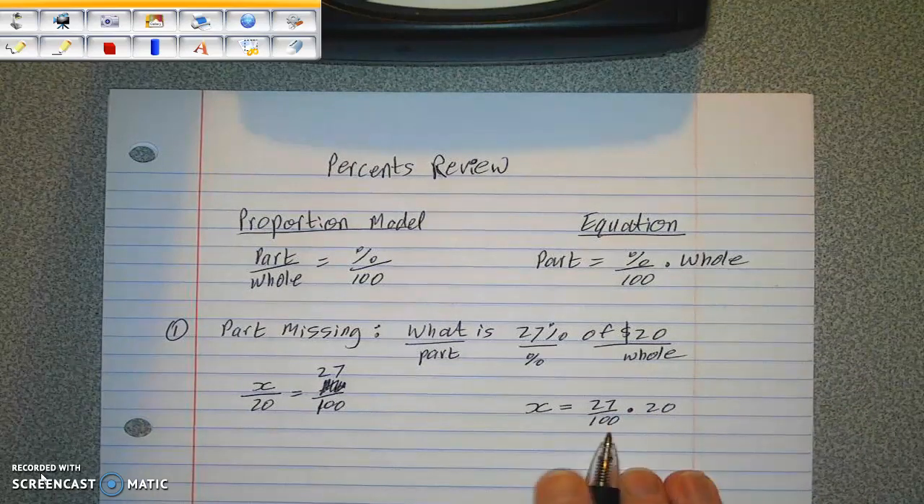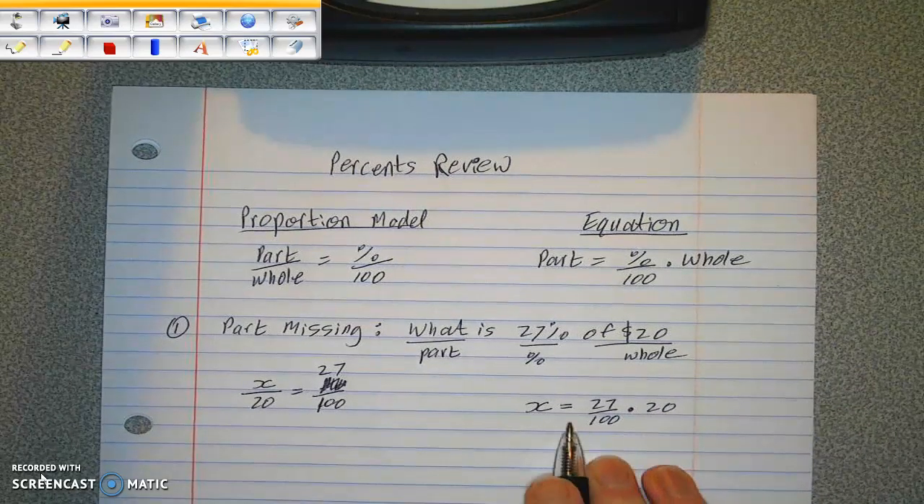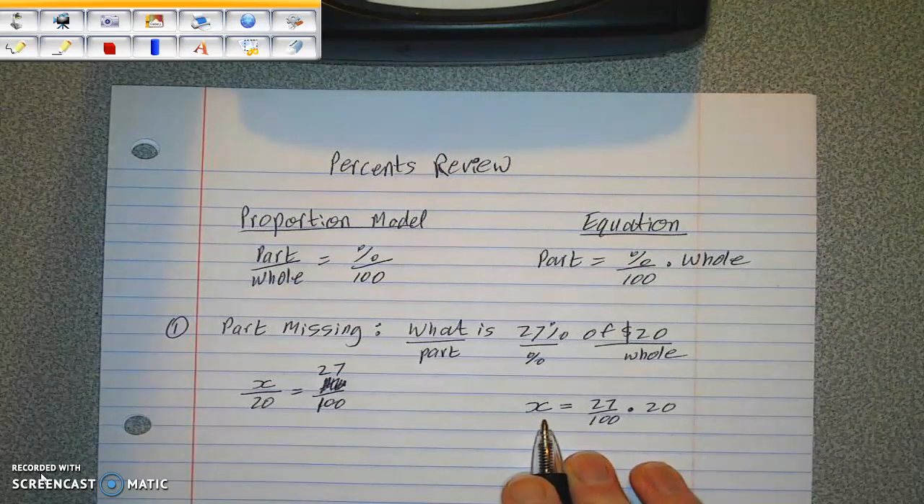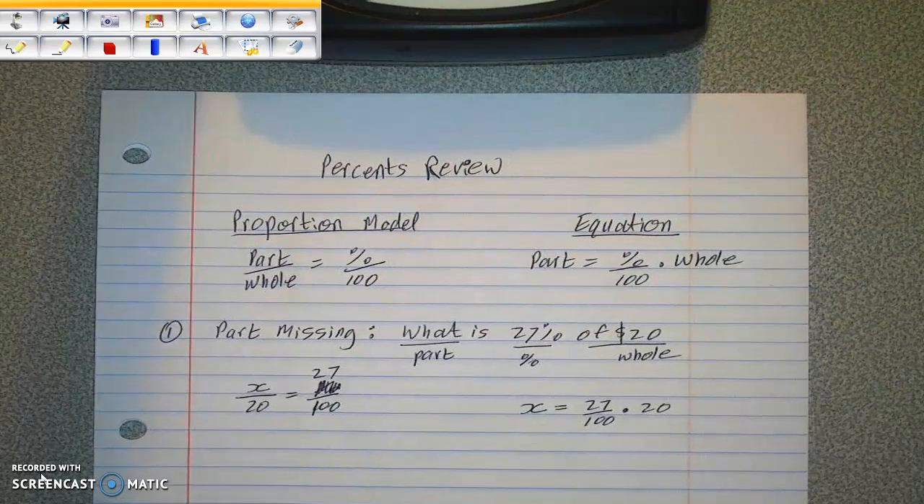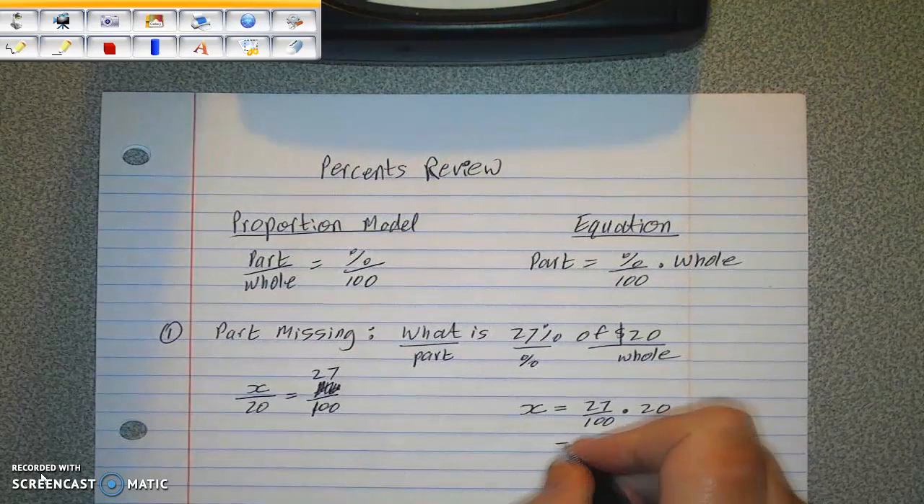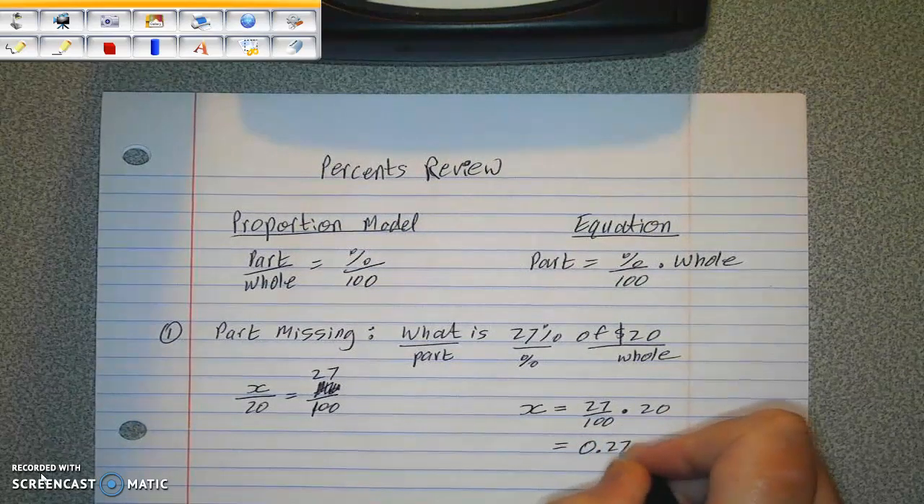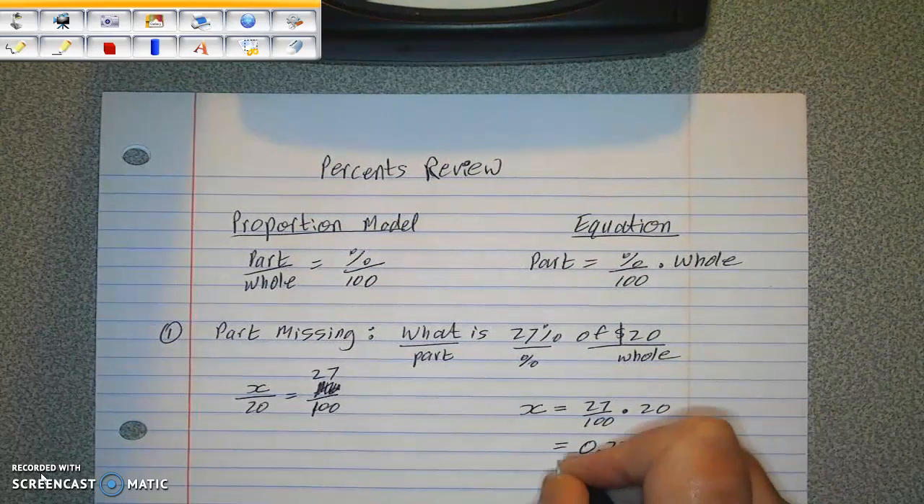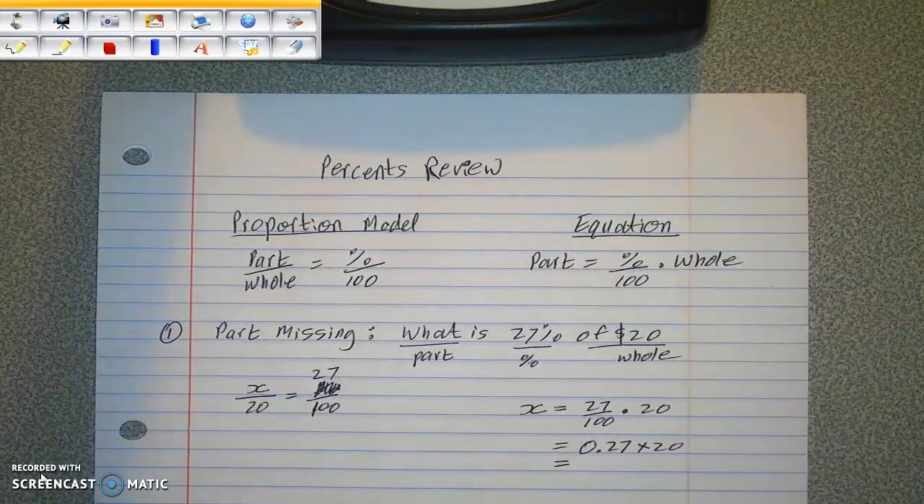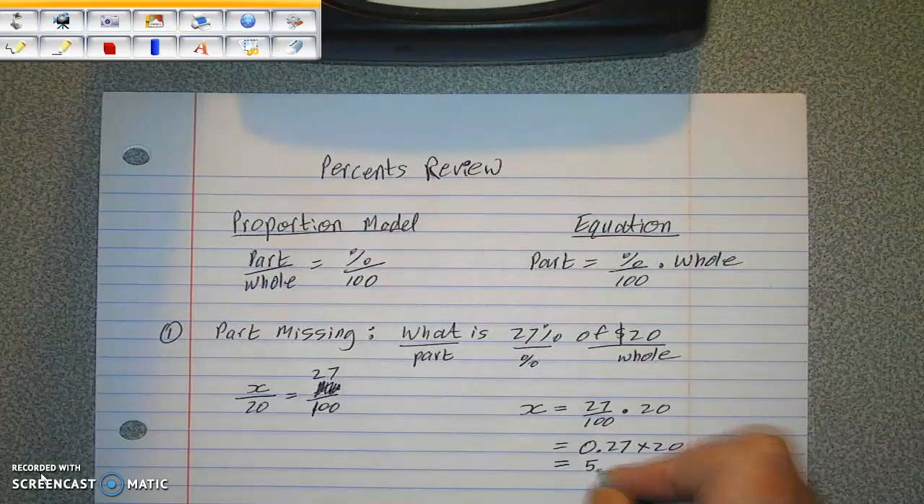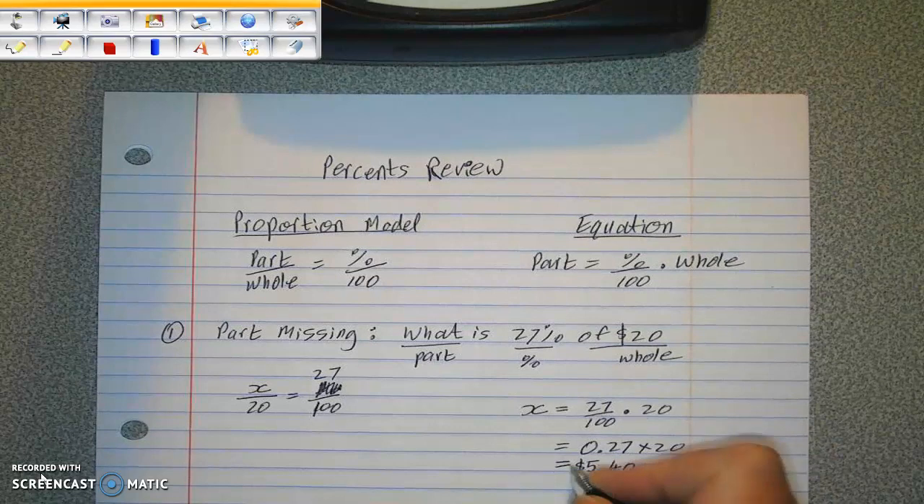For this problem, this way is probably the easiest because we already have our unknown quantity by itself. So we're going to do 27 divided by 100, which is 27 hundredths, and multiply that by 20. And you are going to get $5.40 when you do that multiplication. So the answer is $5.40.